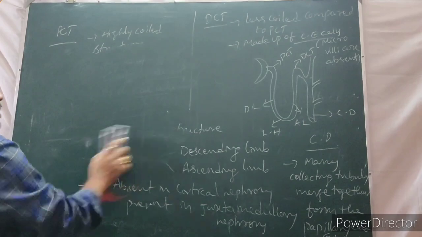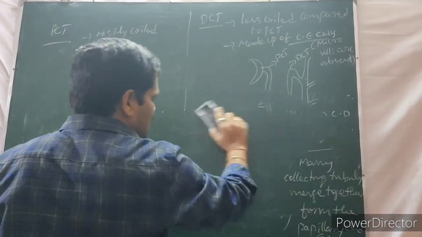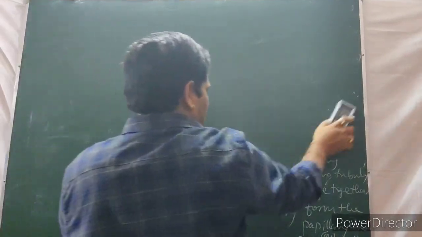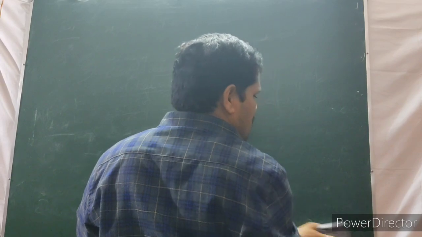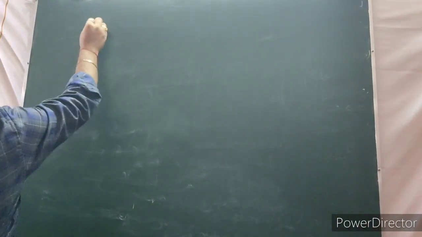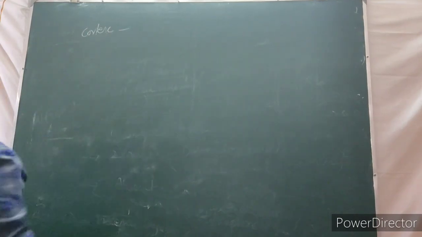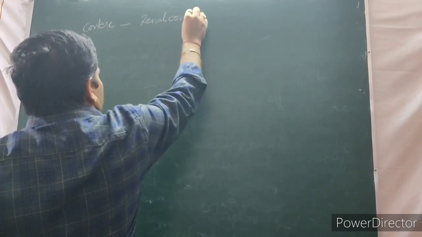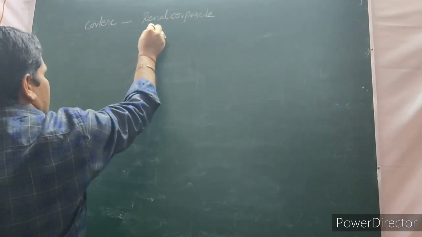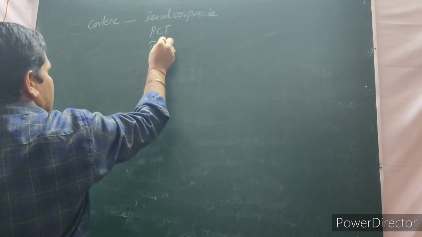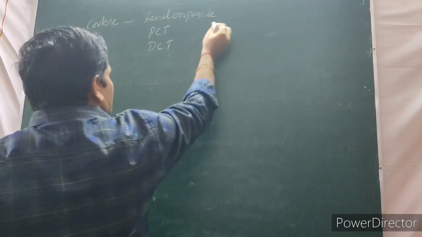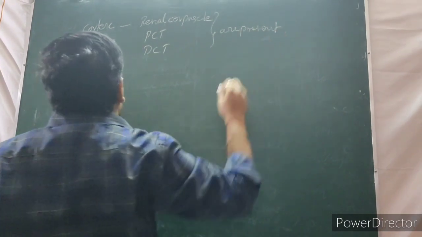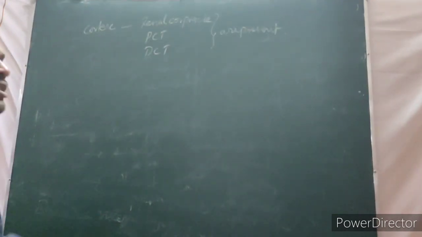So what parts of the nephron are present in the cortex and medulla regions? In the cortex region of the kidney, the renal corpuscle, PCT, and DCT are present. All these parts are present in the cortex region of the kidney.